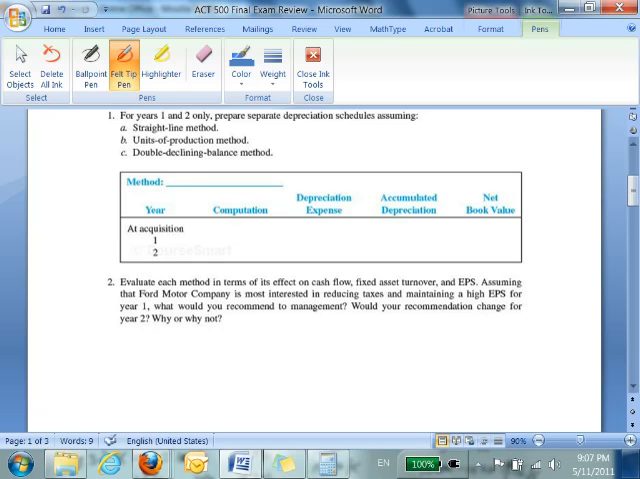And if they want to have a high EPS, they would choose the straight line depreciation method, right? Because it has less depreciation expense, it generates higher net income.